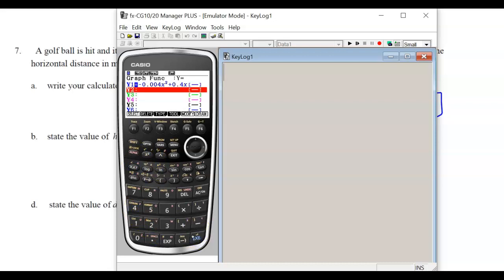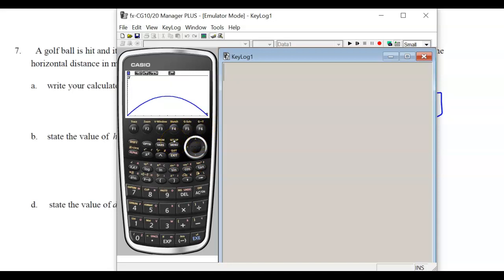Cursor down. Then go to your window. Go to my window. I want 0 to 100. Then scale of 10. Then 0 to 20. And then scale of 1. Okay, now if I exit on that and draw it, there it is.